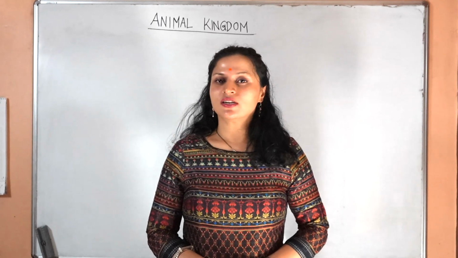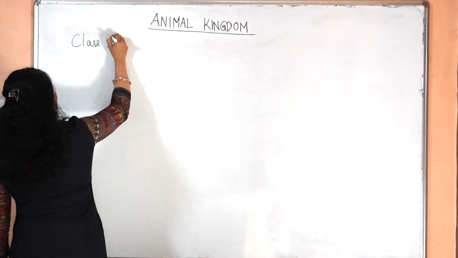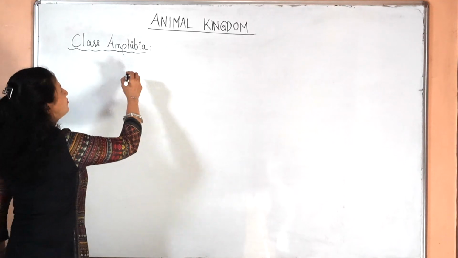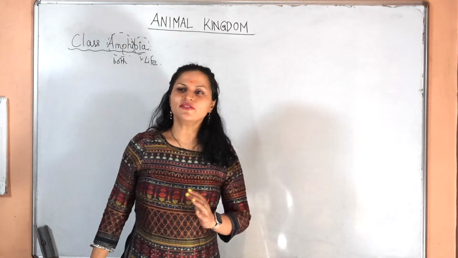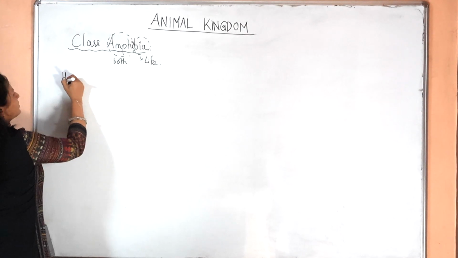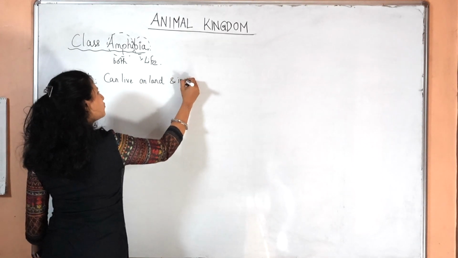In this lecture we will deal with the first class, that is class Amphibia. The organisms that belong to this class are called amphibians. Amphi means both. Bia means bios, life. They can live on both land as well as in water. So let's write habitat: can live on land and in water as well.